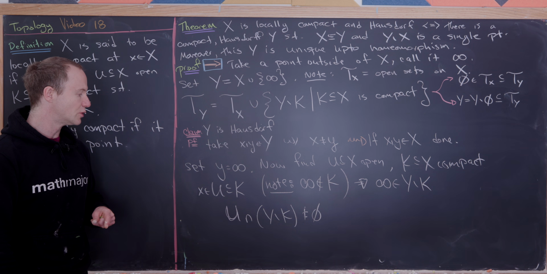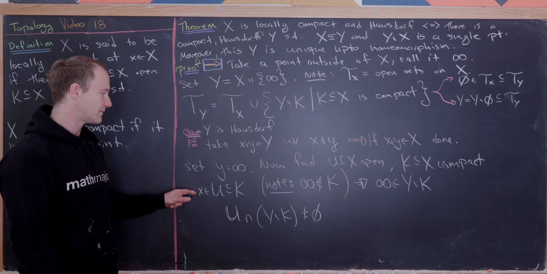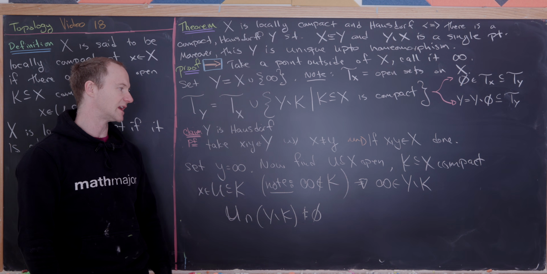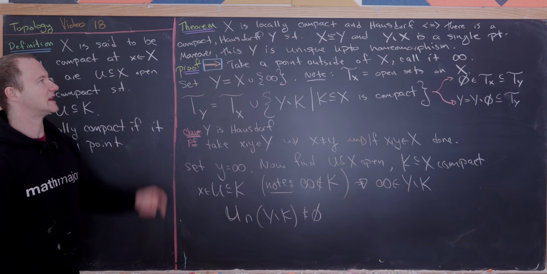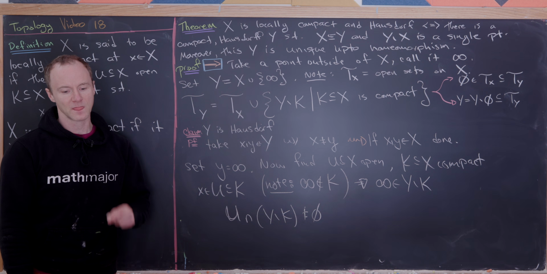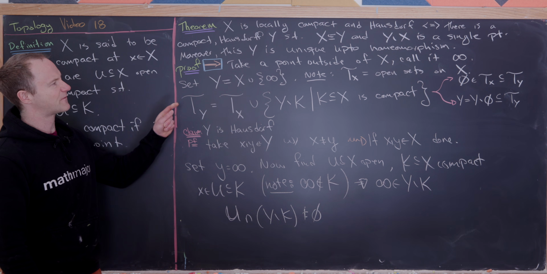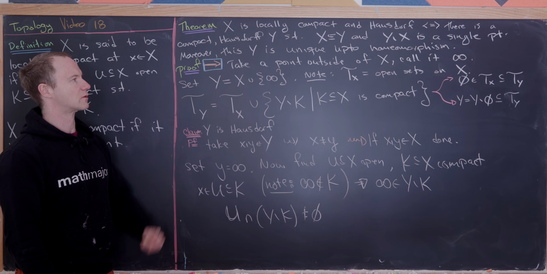And then we found 2 open neighborhoods, one of them containing x, one of them containing infinity, that were disjoint. But that's exactly the definition of Hausdorff. Okay, so that finishes this forward direction. Now let's prove the reverse direction.